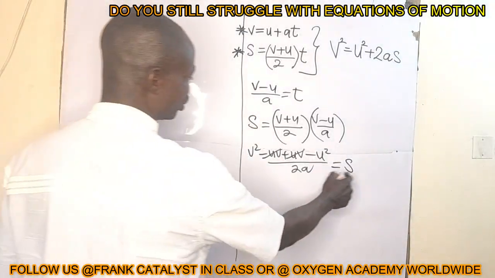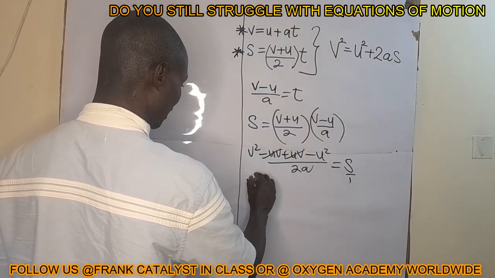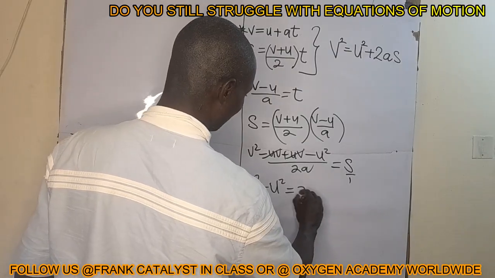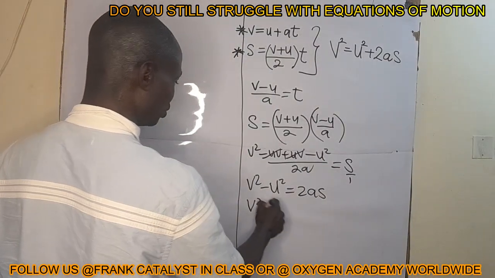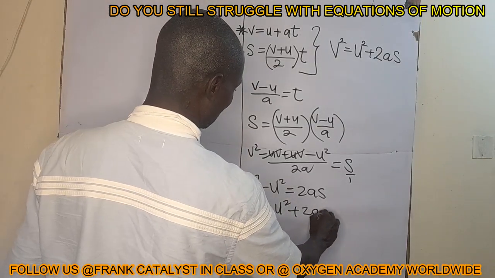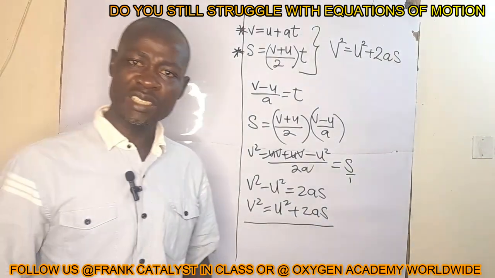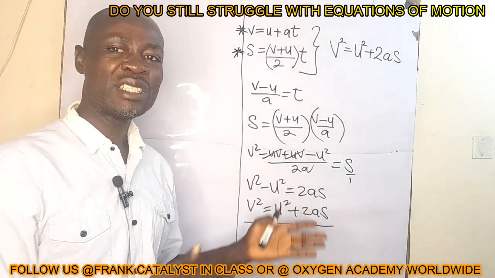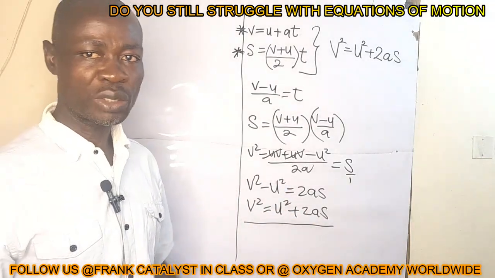When I cross multiply, this will multiply this, then I have v square minus u square is equal to, cross multiplying this, 2as. Then I'll do v square is equal to, crossing this one across here, becomes u square plus 2as. That's how I got these expressions. They are very simple. They are just what we already know. So we are combining what we already know, and then we get what we don't. That's how we got that expression.